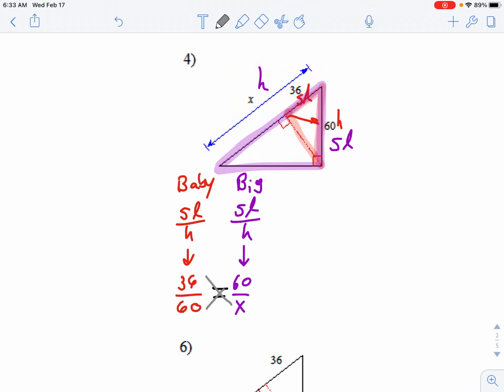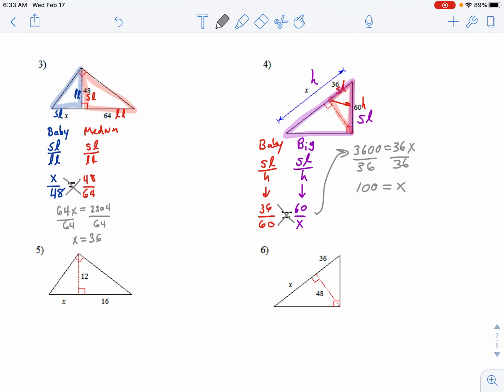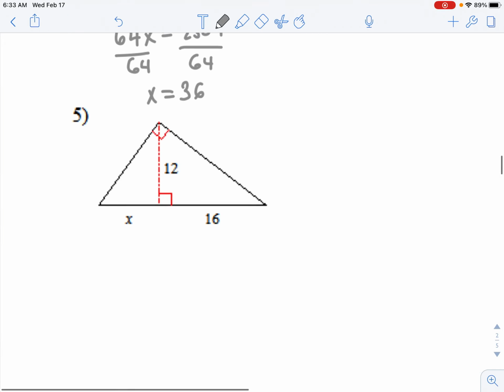Cross multiply. I'm pretty sure X is going to be 100, but let's just double check our work. Yes, and ultimately it will be. You're going to get this, then that, and X equals 100. And then two more for this video.